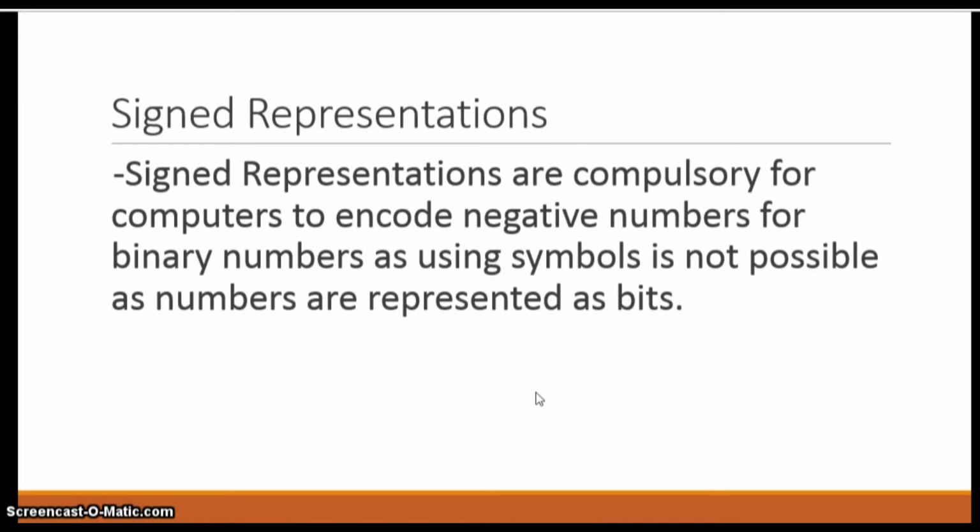So next we're going to talk about sign representations. Sign representations are compulsory for computers to encode negative numbers for binary numbers, as using symbols is not possible as numbers are represented as bits. As I said earlier, computers only operate in two states, on and off, so they can't really adopt the base 10 number system.